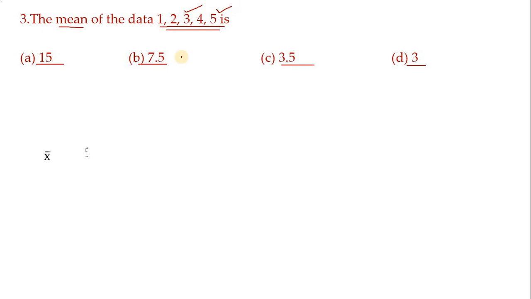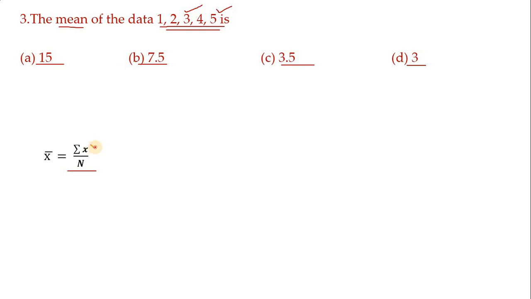The mean of the data 1, 2, 3, 4, 5 is, children, keep it in mind, mean we are going to find, and it is ungrouped data. Data is not grouped. So let's see the options, children: 15, 7.5, 3.5, 3. We have to use the formula sigma x by n. Don't use sigma fx by sigma f, because that is for grouped data. Here data is not grouped at all. See, where is a group here? There are just numbers given. So take the formula x bar is equal to sigma x by n.